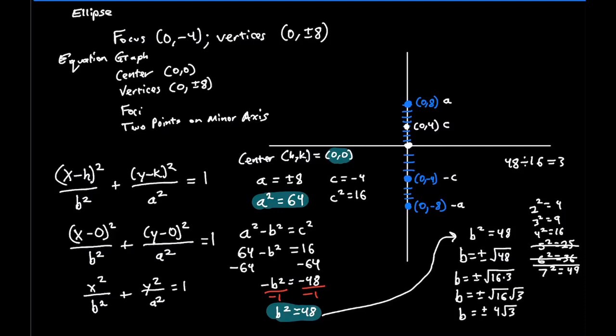And then here, all we need to do is put the b squared here. This is where we have a 48 under x squared. And then for this one, this was the 64. And this is the equation.